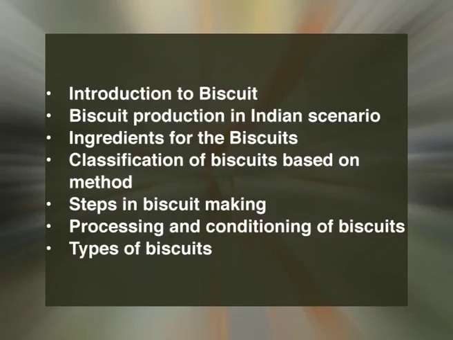Number 1, Introduction to biscuit. Number 2, biscuit production and Indian scenario. Number 3, ingredients for the biscuits. Number 4, classification of biscuits based on method. Number 5, steps in biscuit making. Number 6, processing and conditioning of biscuits. Number 7, types of biscuits.